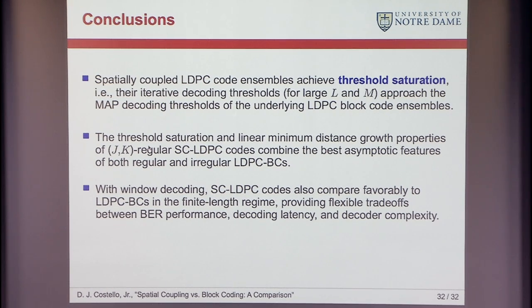Thresholds approach the MAP thresholds of the underlying block code ensembles. They combine, I think this is the key thing maybe, the best features of JK regular and irregular block codes are kind of combined with spatially coupled codes. And with window decoding, they compare well with block codes in the finite length regime in terms of equal latency and complexity type of comparisons.